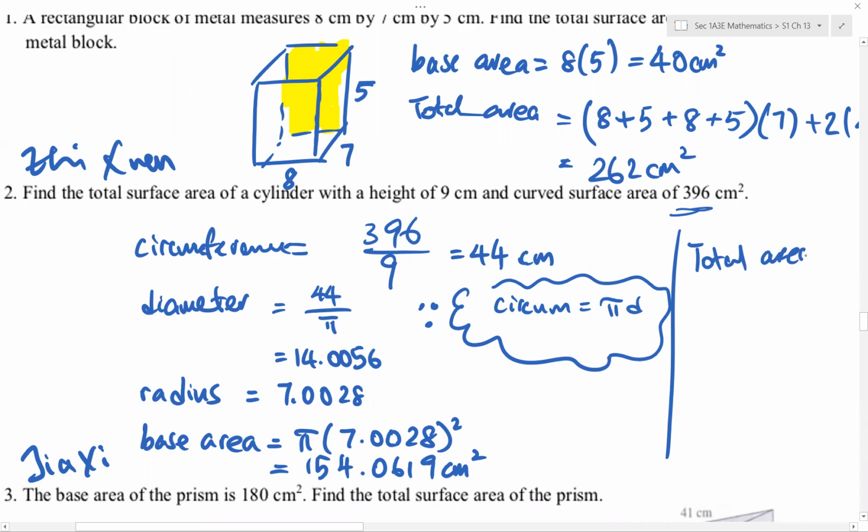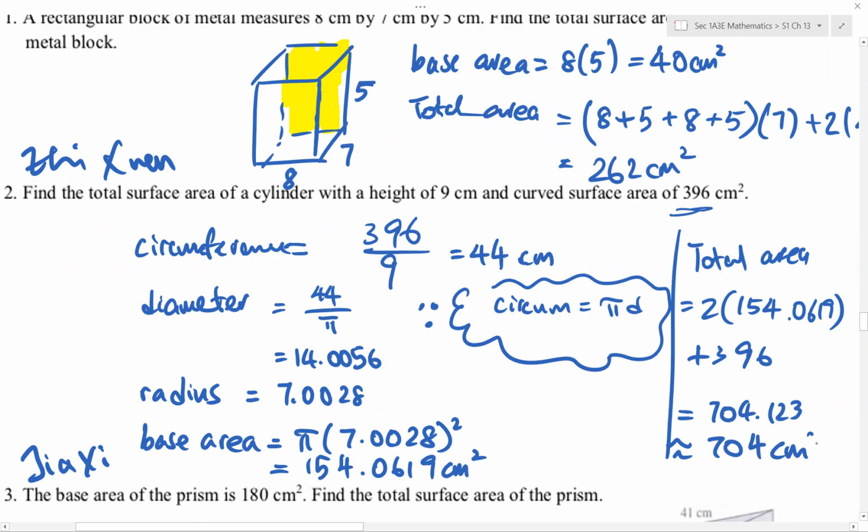Total area will be 2 times 154.0619 plus 396, 704.123. Round off to 704 square centimeters. Yes? Okay, correct. Tedious? Was this a challenge to you? Okay, you can copy this down, but I will also show you how I will do it.